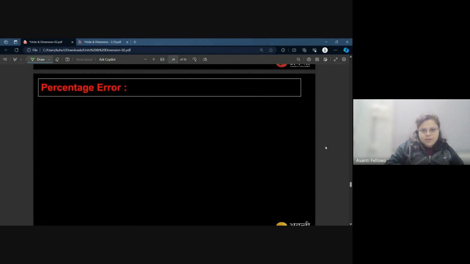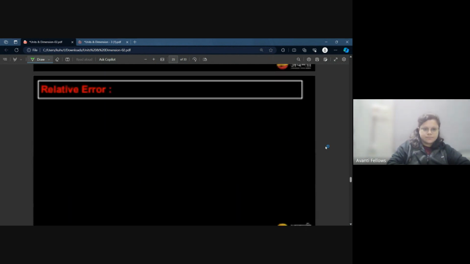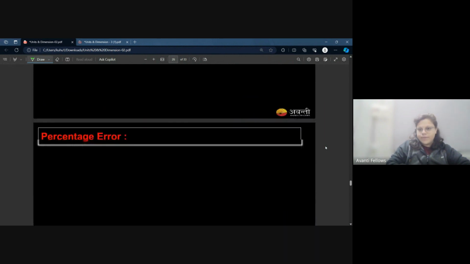If I take the percentage of that data, then it would be delta X by X into 100. This is the percentage error. If I ask you to remember two errors, then it would be percentage error and relative error. They are very important. Make sure you remember that.